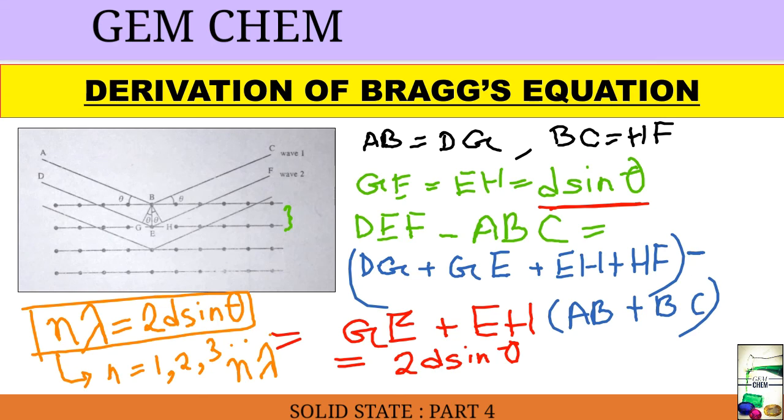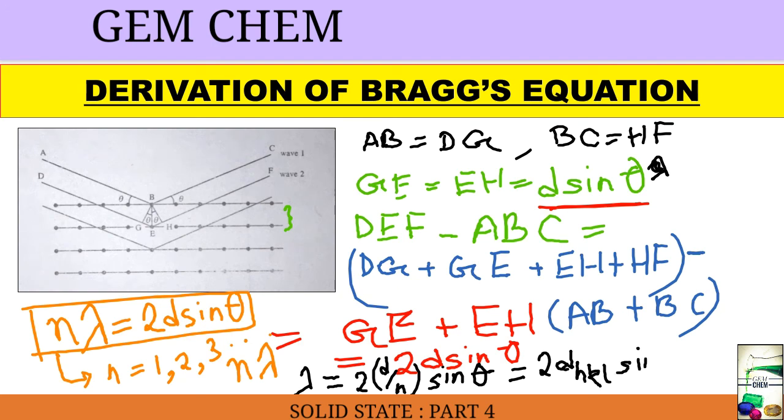Now this Bragg's equation can alternatively be written as lambda equals 2d by n sine theta. And this 2d by n can be written as d HKL, so lambda equals d HKL sine theta. d HKL is the perpendicular distance between adjacent planes having the indices HKL. So these were the two forms of the Bragg equation.